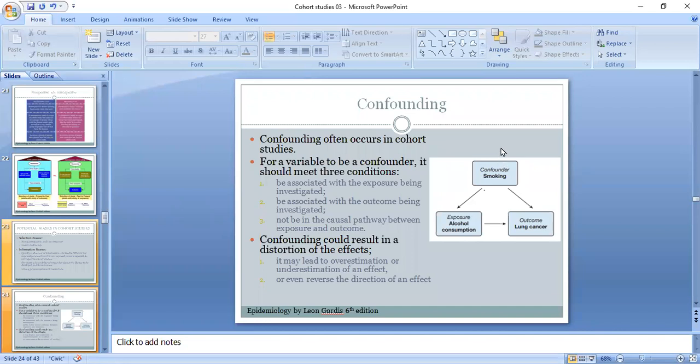I put here an example in which the researcher wants to find the association of alcohol consumption as a risk factor with the outcome of lung cancer. Here the confounder is smoking. It is known that alcohol consumers also smoke cigarettes. So it can confound the result, because there is a strong association between cigarette smoking and lung cancer. So, to find the result to be significant, we have to remove the confounding effect of smoking to find the association of alcohol consumption and lung cancer.